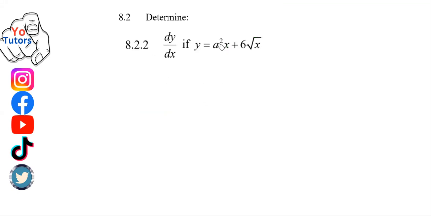Now, on the last part here, you need to ignore the a squared. A squared is just a constant. We don't need it. It's not part of what we're doing. So we're just going to remain like that.